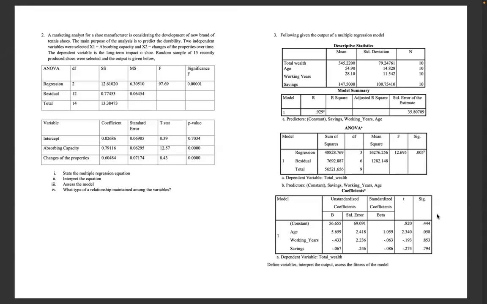Can you do the question number 2 of the 2022 paper? I'll give you 10 to 15 minutes, then we'll discuss. Is it okay? Okay.